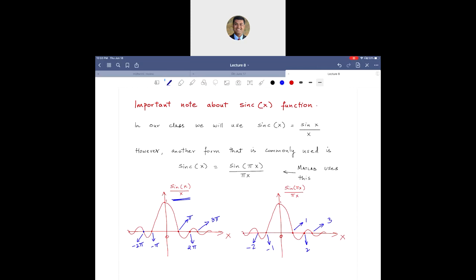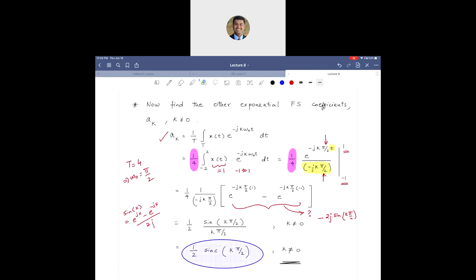So that's the only difference between those two forms of sinc function. In our class, as I said, we will be using sin x over x. So I will push for that. So that's how we can view this sinc, half sinc k pi over 2 now.